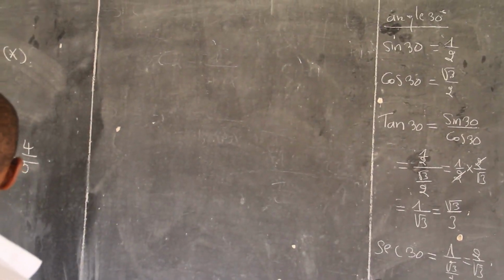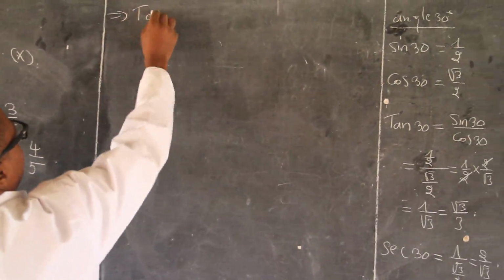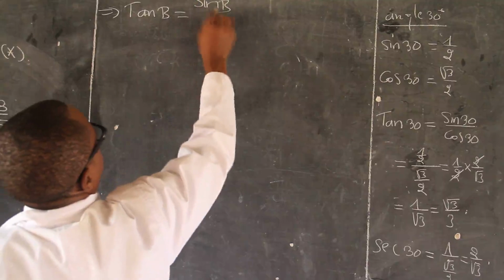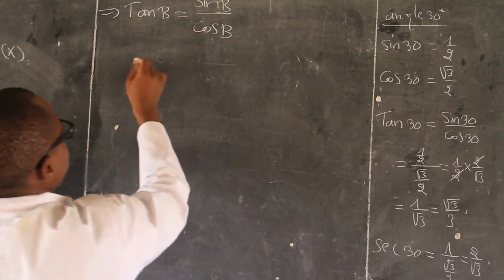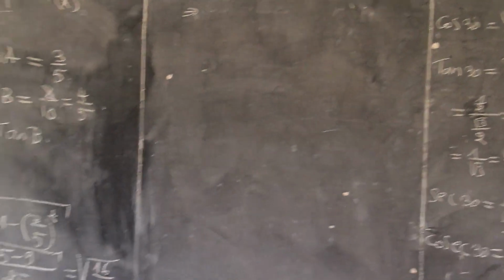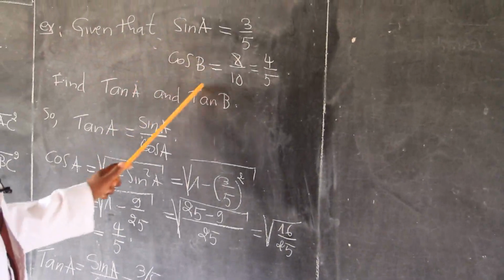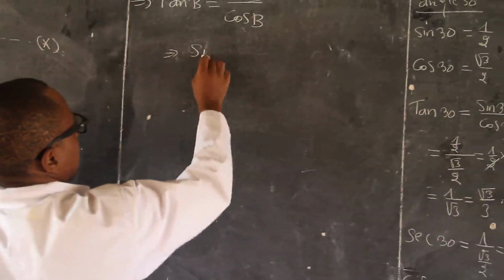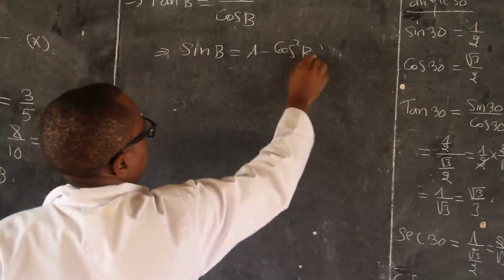To find tan B, we need sine B over cosine B. What I don't have is sine of B, so I can find it by using the formula I have seen. The sine of B is the square root of 1 minus cosine squared B.